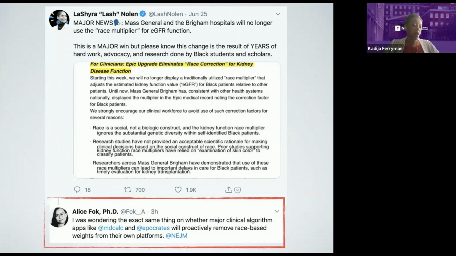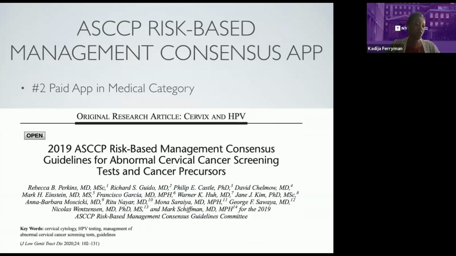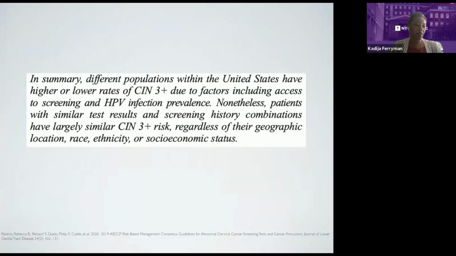One example of an oncology app that does not use racial correction is the American Society of Colposcopy and Cervical Pathology app, which screens for cervical cancers. And this app is the number 2 paid app in the medical category on the App Store. The research that powers this app uses the ASCCP guidelines, which state that different groups in the US, despite differences such as socioeconomic differences, have the same overall level of risk.